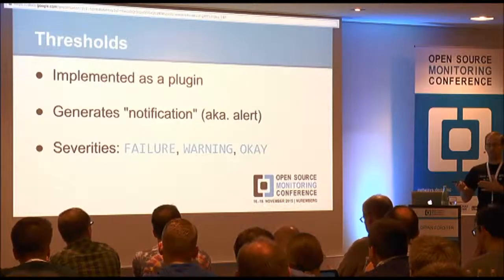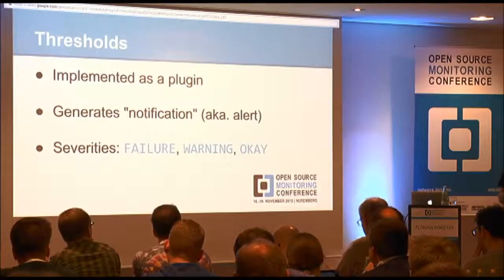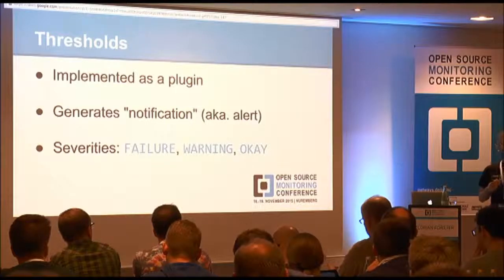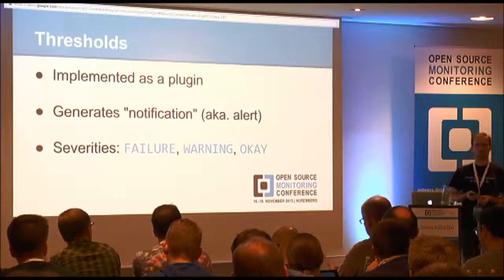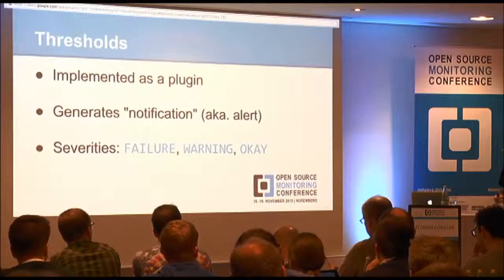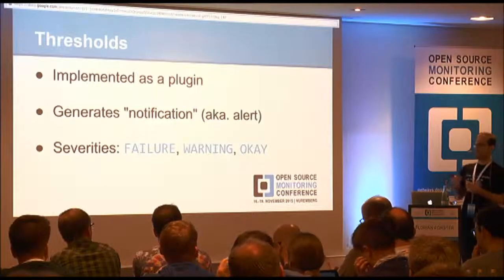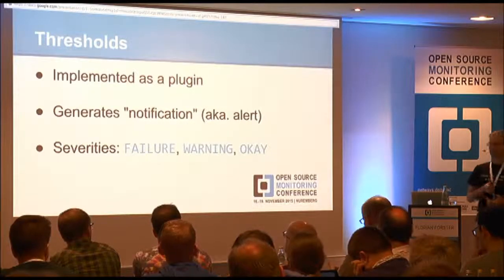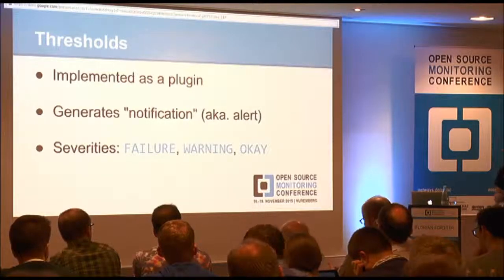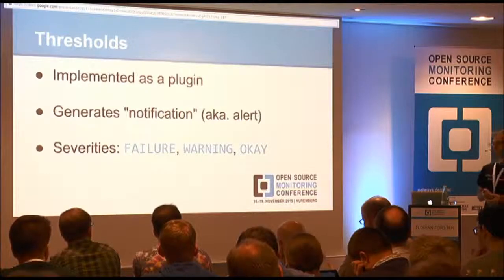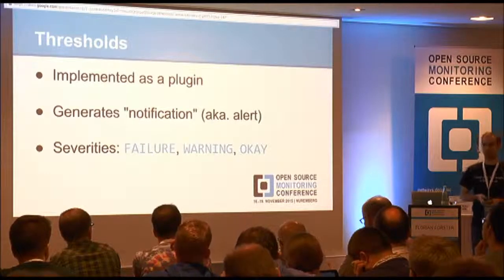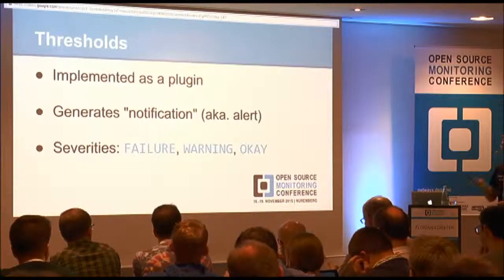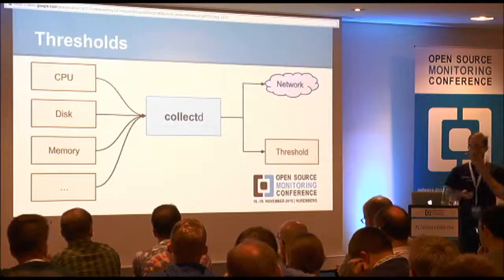When it determines based on these thresholds that something noteworthy is happening, this threshold plugin is creating what we call a notification, which you might call an alert. But since this notification can also have a severity of OK, we named it notification back in the day. There are three of these severities. Failure, warning, and OK, which correspond to critical, warning, and OK, I think, in Icinga. Pretty straightforward at this point.